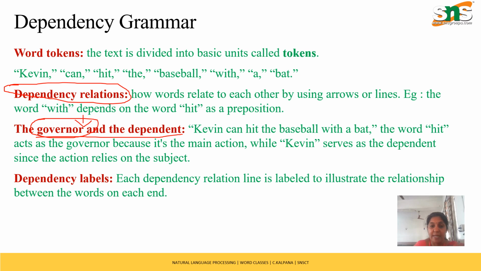And next is the dependency label. We need to label it. Once you identify she, ate, and the rest, we need to map them with the dependency labels. She is a subject, apple is an object, an is a determiner. Something like that we have to map with the dependency labels. So these are the four important terminologies we use in dependency grammar.